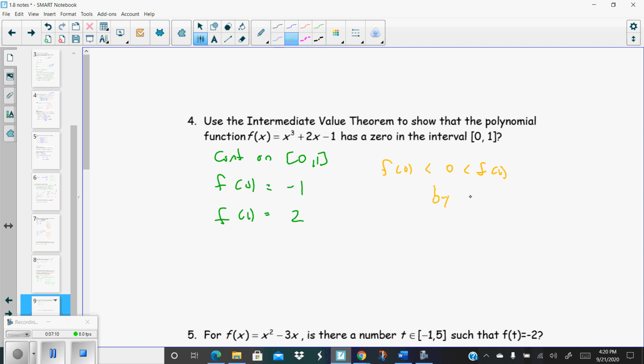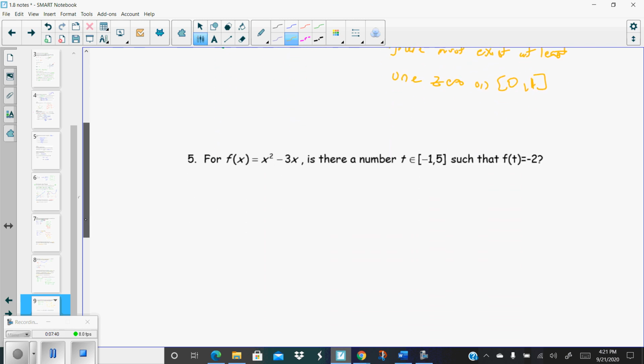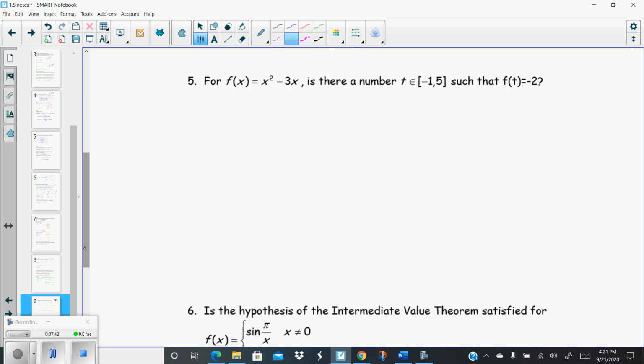So by the intermediate value theorem, and you can abbreviate that IVT, there must exist at least 1 0 on the interval from 0 to 1. It's not asking us what the 0 is or where to find it, what the C value is there. It's just asking us, does it exist? And it does, and we can say so by the intermediate value theorem.